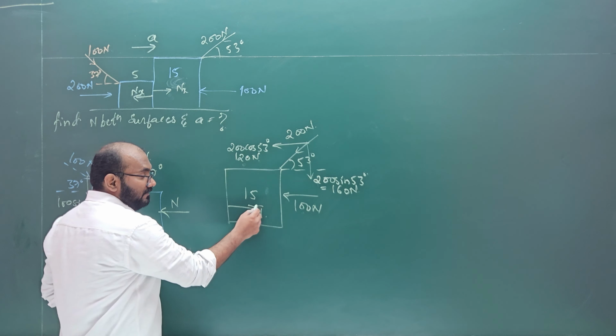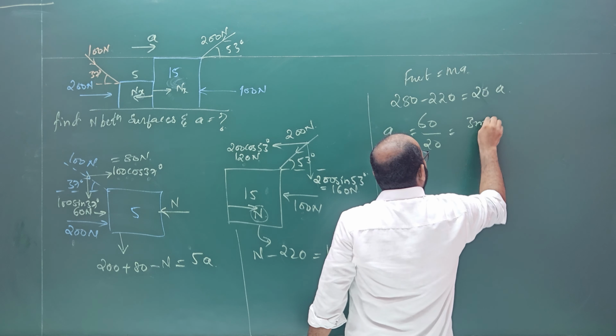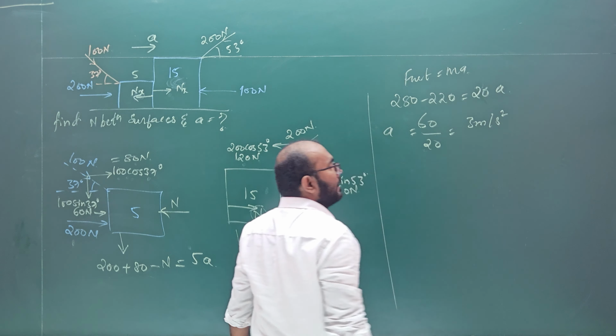So over here in this direction 280 Newton of force is acting, and over here 220 is acting. So net force, F net is equal to ma, and 280 minus 220 Newton is equal to the total mass of the body, which is 20 kg. So 20a, and this becomes 60 upon 20, that is your acceleration, 3 meter per second squared. Or adding these equations 1 and 2, you will get the same value.